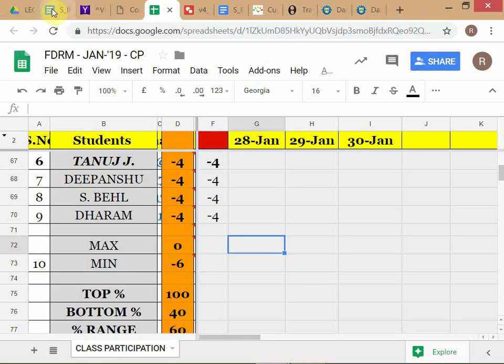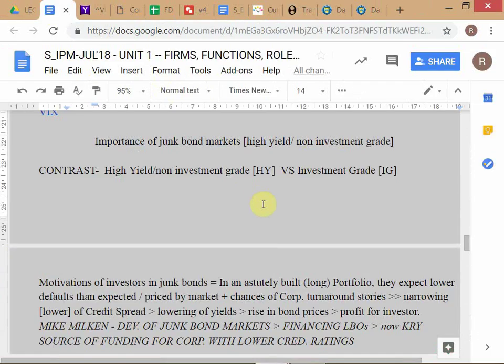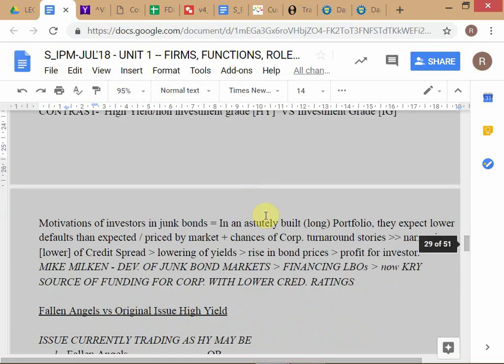What he found was that the market tends to always underprice these securities. They tend to oversell these junk bonds. He did some research and made the case that if you carefully construct a portfolio of junk bonds, over the long term, your default rate is going to be much lower than what the market was expecting.